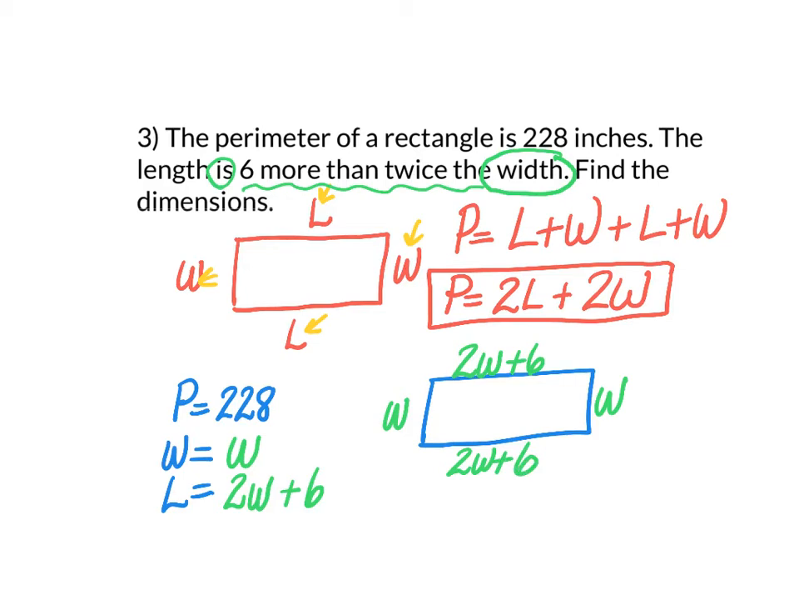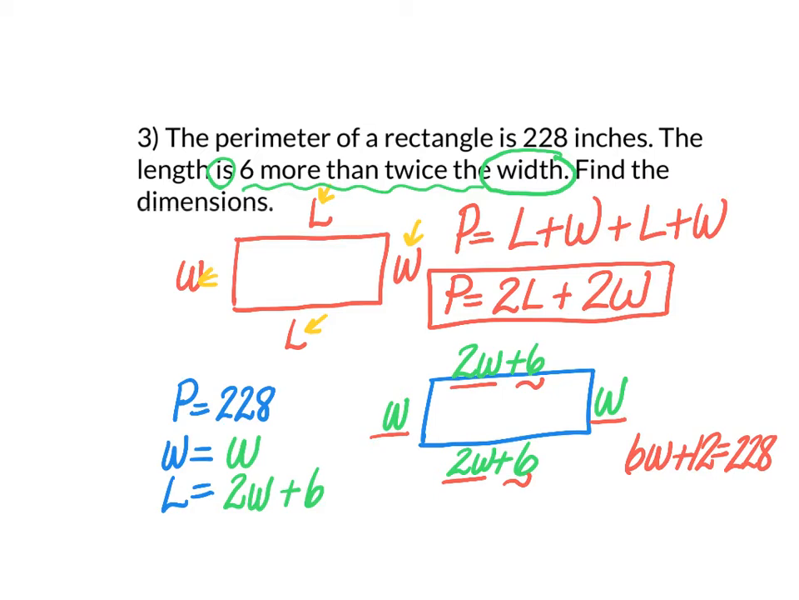And now I can find the perimeter by adding up all the sides, which in this case means combining like terms. So I have 2 W's plus another makes 3 W's, plus 2 more makes 5 W's, plus another one makes 6 W's. And then 6 plus 6 is 12, equals 228. So there is my linear equation. I can get the same result by plugging those sides into my formula.